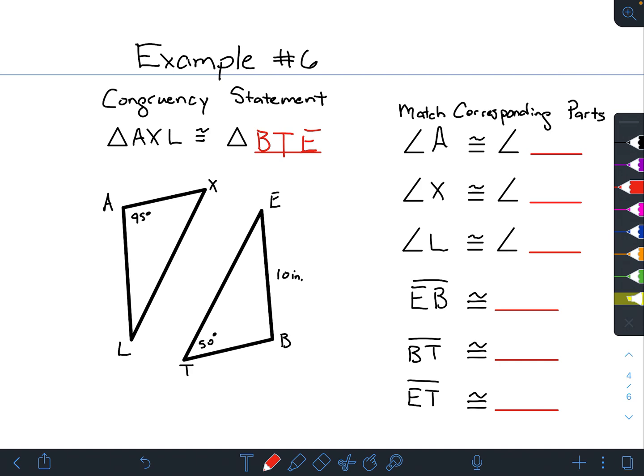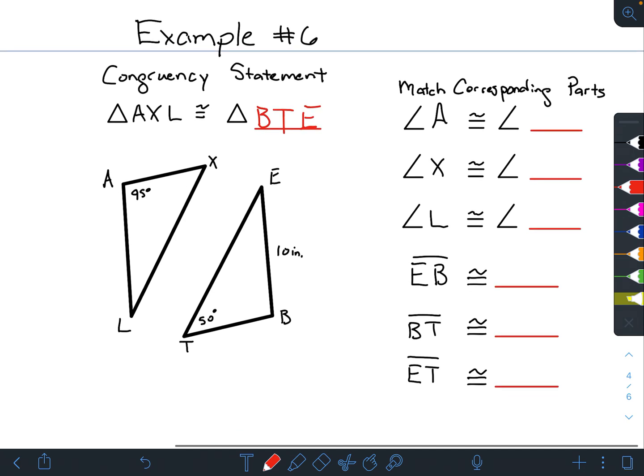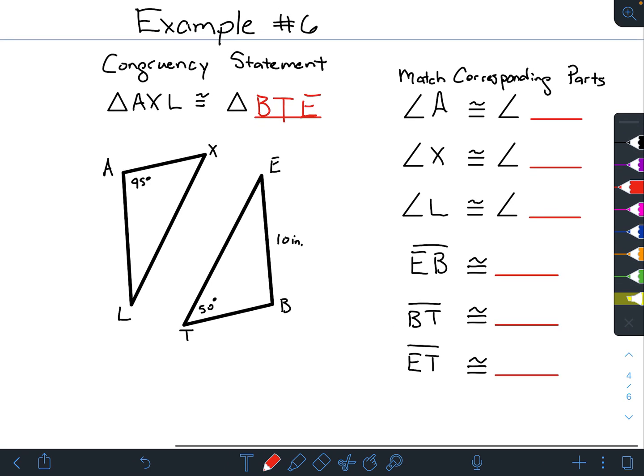Okay? Now, once you have a congruency statement, it's really easy to match up corresponding parts because the corresponding parts had to line up in the names of the congruency statement. Okay? And I think on all the ones where they ask you to match up corresponding parts, they give you a congruency statement already written. If you don't, just write one. Okay, because once you have it written, it becomes very easy.